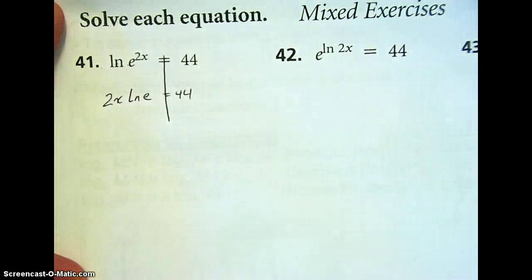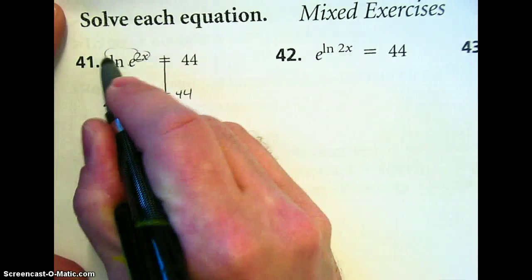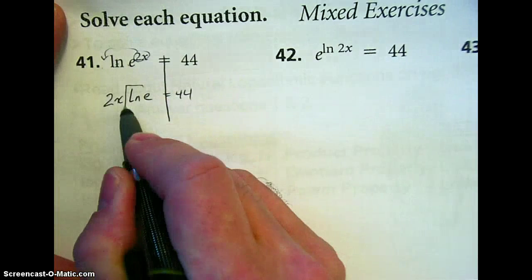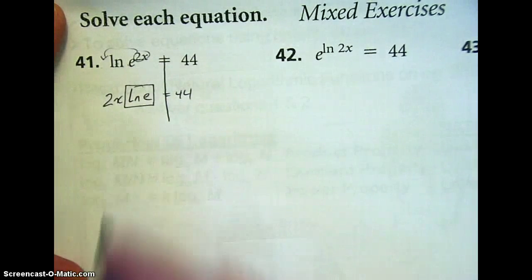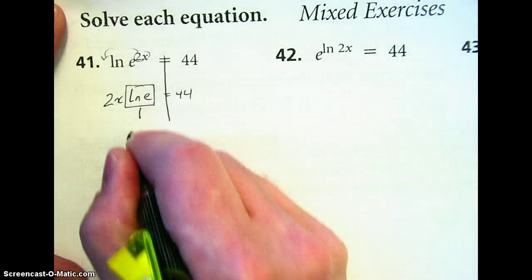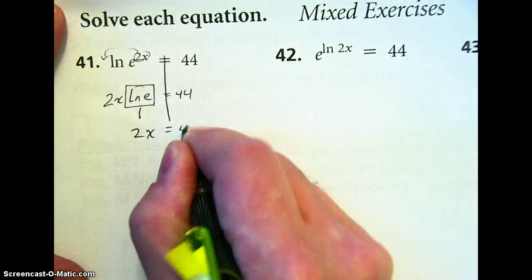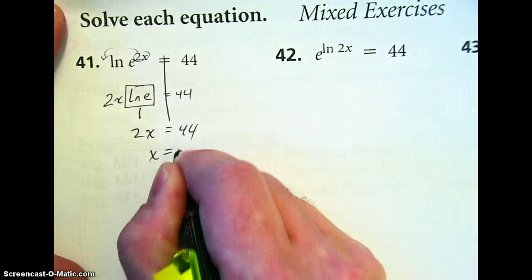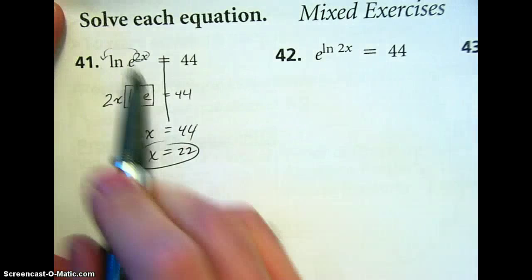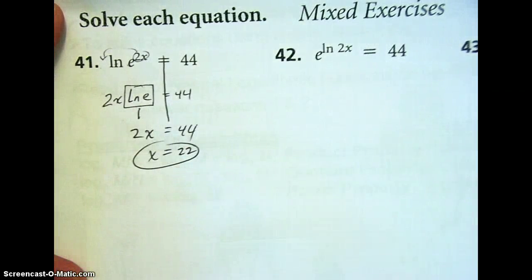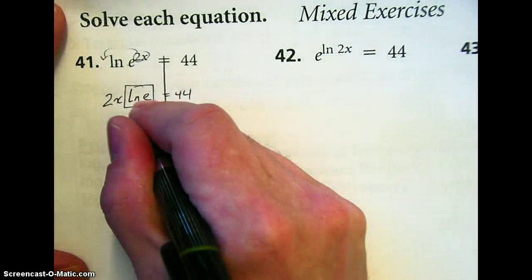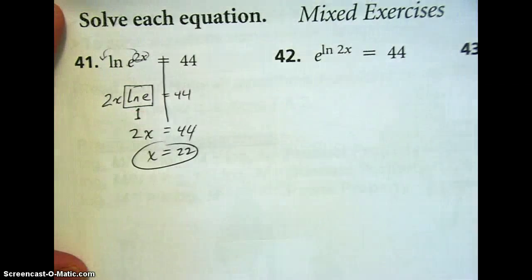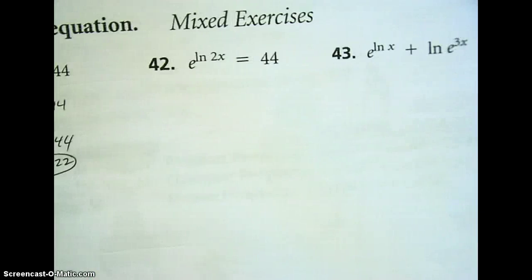Okay? So this part jumps out here. This part, natural log of e, is what? 1. So we get 2x equals 44, or x is 22. So anytime you see natural log of e, remember that's 1. That makes it really easy. It's equal to the number 1. Questions there? On to 42.